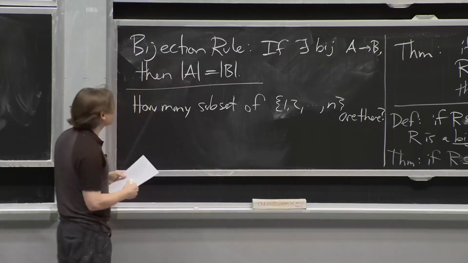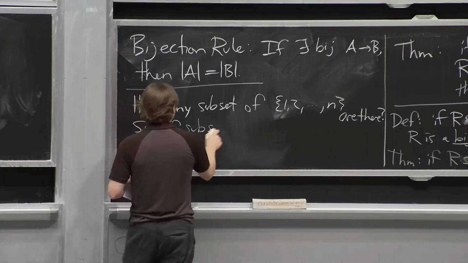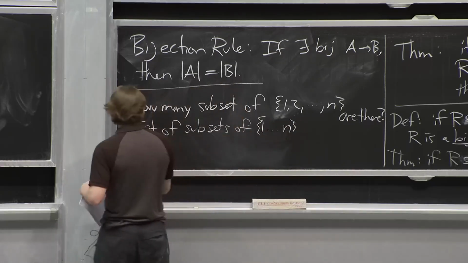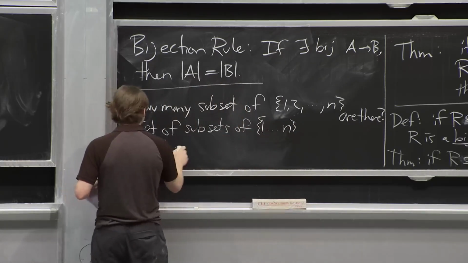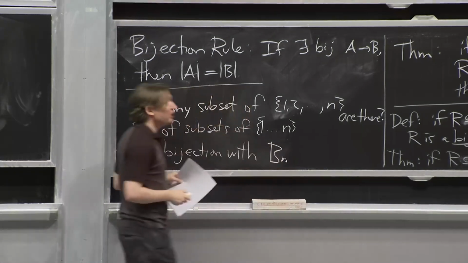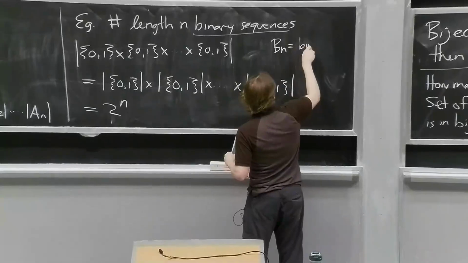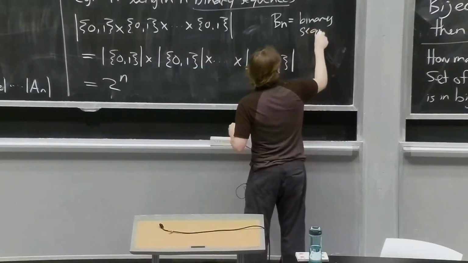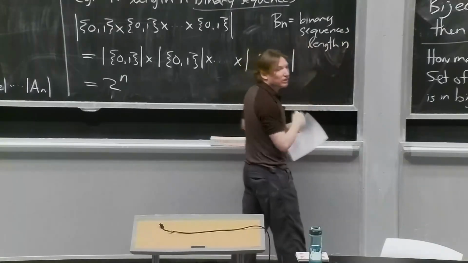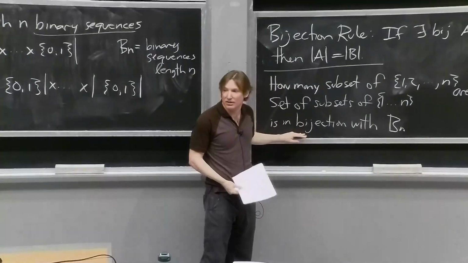Well, let's use the bijection rule. I claim the set of subsets of 1 through n is in bijection with Bn, and I'm going to define this. Bn is binary sequences of length n. So the thing we counted in the last example, I claim that the set of subsets of 1 through n is in bijection with the set of those length n binary sequences.